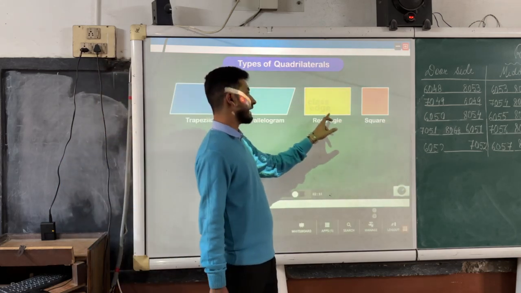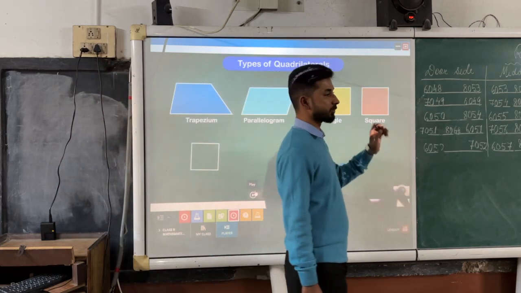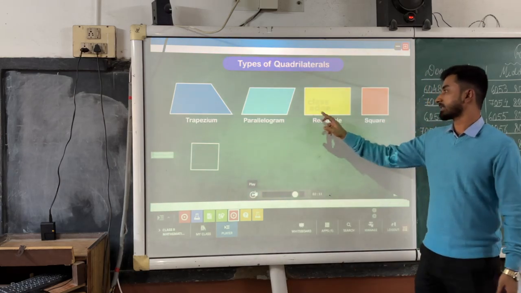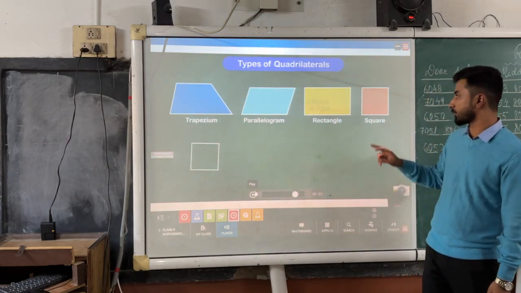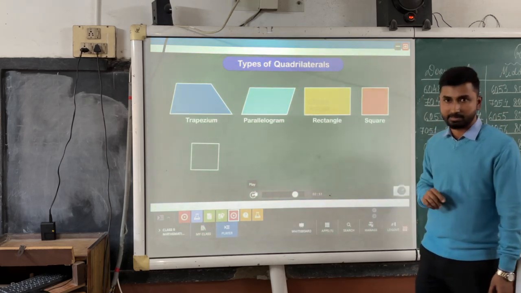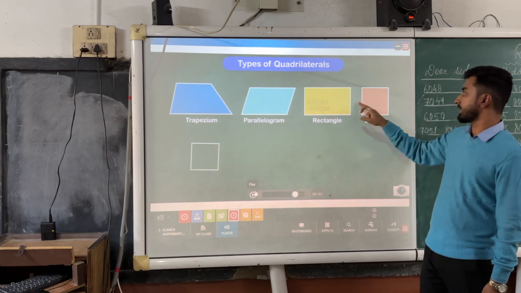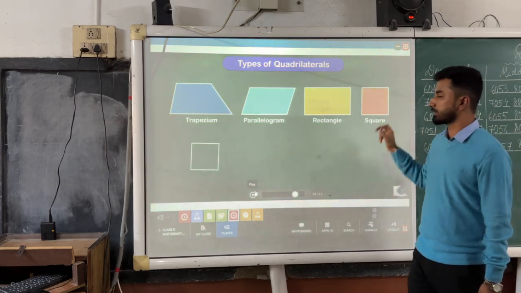If all the sides of a rectangle are equal, then such a quadrilateral is called a square. That means a square will follow all the properties of a rectangle. That means opposite sides are parallel, all the sides will be equal, and each angle will equal 90 degrees.